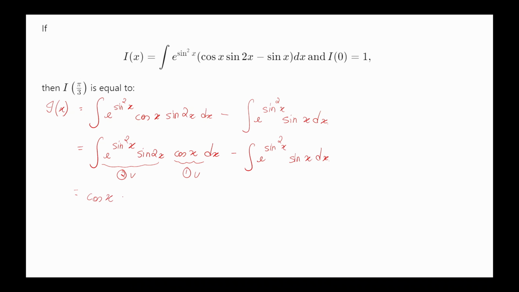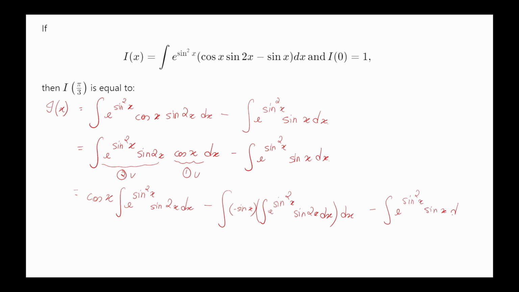U would be written as it is, where I would have integration of e to the power sine square x sine 2x dx minus integration of the differentiation of u. So it would become minus sine x. So here I would have minus sine x into integration of e to the power sine square x sine 2x dx, and this entire thing is under dx as well, right? And I have my separate function here, which is e to the power sine square x sin x dx.